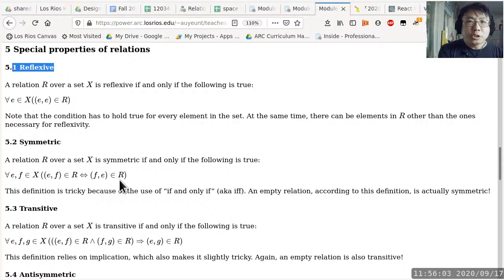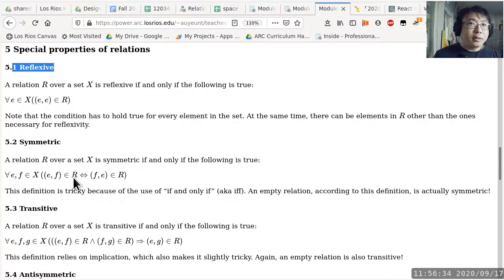So now the question is, what if EF is not in R and FE is also not in R? What is that going to do with the if and only if? Aha! The if and only if is still true because it ends up with false on one side and also false on the other side. So the if and only if is true when both are missing.